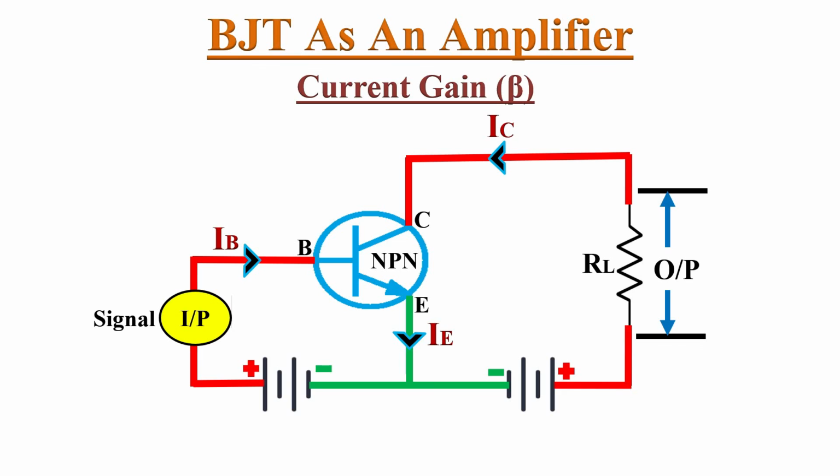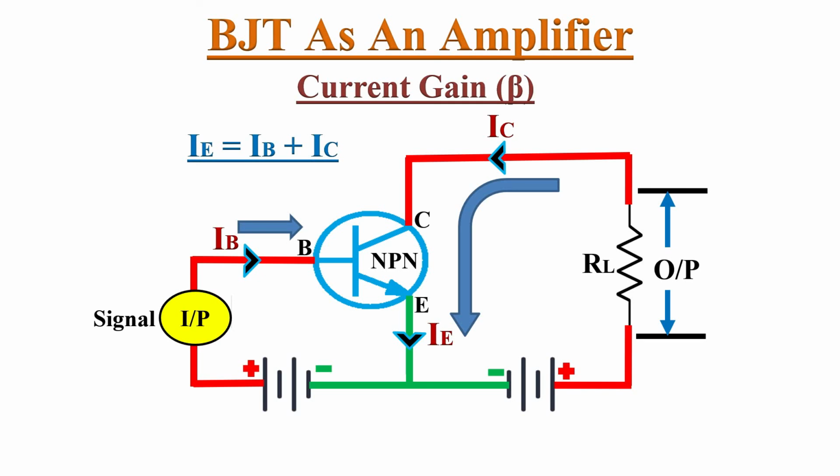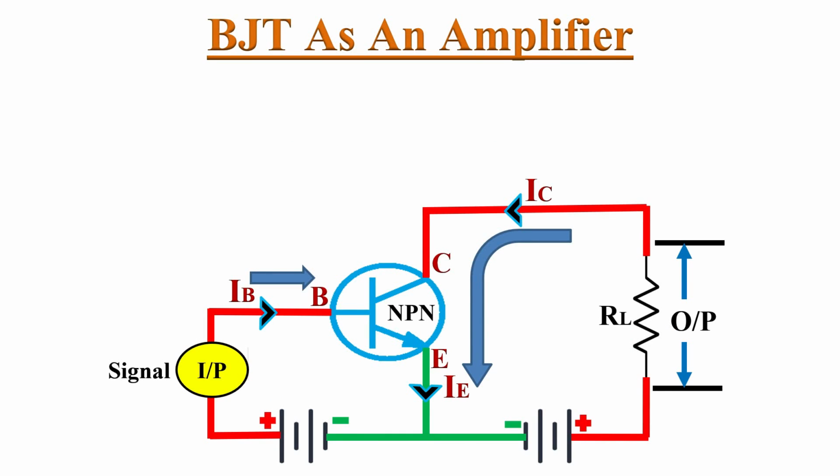The three primary currents IB, IC and IE flow into a properly biased BJT. Here the direction of conventional current flow is like this. The base current IB and collector current IC flow into the transistor and emitter current IE flows out of the transistor. So by applying KCL we can write IE equals IB plus IC. Here input signal is applied to the base terminal. So IB is the input current. Output is taken out from the collector terminal. So IC is the output current.